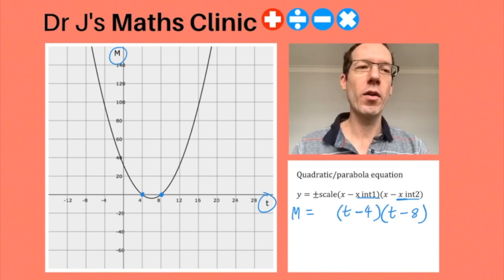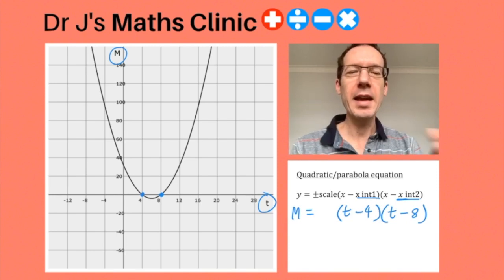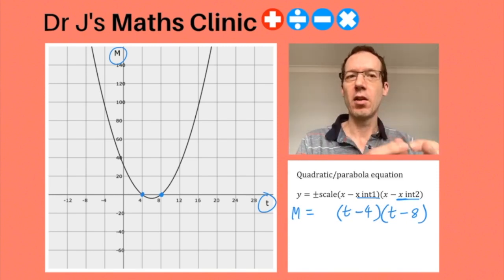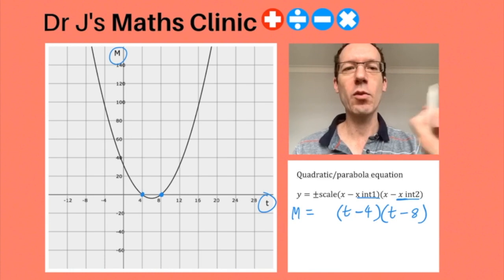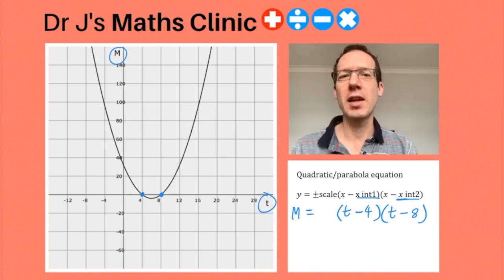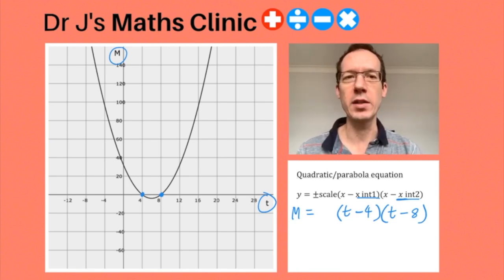Okay, now the thing to finish it off is I need to find the scale. Now the scale is something that you use to stretch it vertically or squash it vertically if it's not the right height that you want. So what I do is I take what I've already got and I check, is that close enough to what we see on the graph by choosing another point.